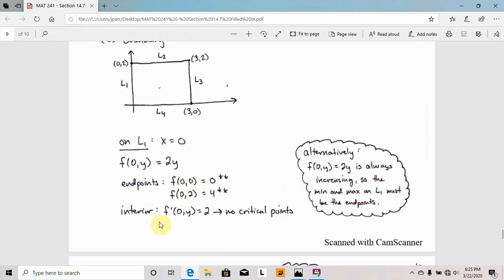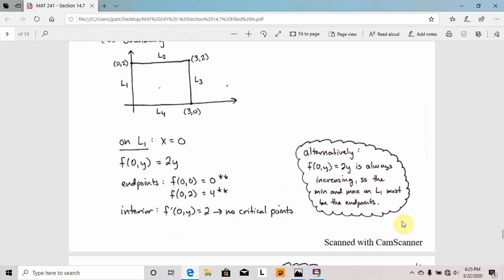And then the interior, if you look for critical points, it's just going to be a regular old first derivative where y is your independent variable. But if you take that first derivative, you just get 2. So that doesn't have a critical point, right? There's no way you could possibly get 0. So then these are the only two that you would add to the list.